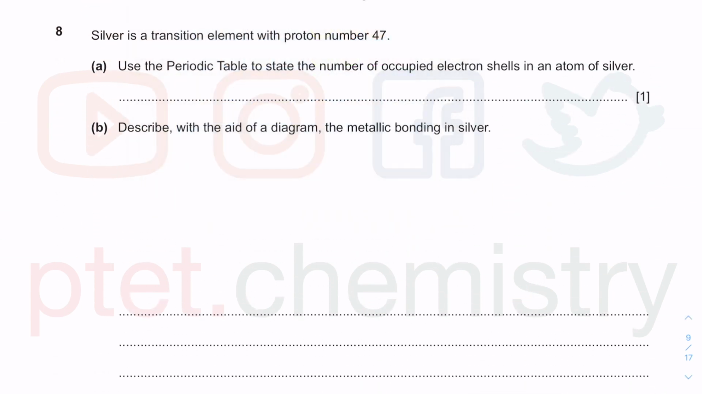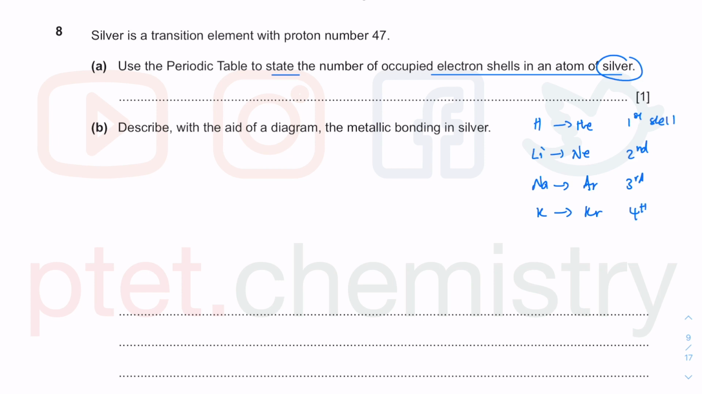Question 8, so we have transition element. We need to state how many occupied electron shells in the atom of silver. So if you look at your periodic table, this is about reading straight from your periodic table. So you have hydrogen to helium, there is your first shell. And then lithium all the way to neon, there is your second shell. Sodium all the way to argon, there is your third shell. Potassium all the way to krypton, there is your fourth shell. And then rubidium all the way to xenon, there is your fifth shell.